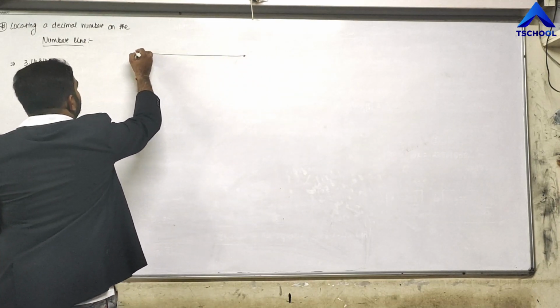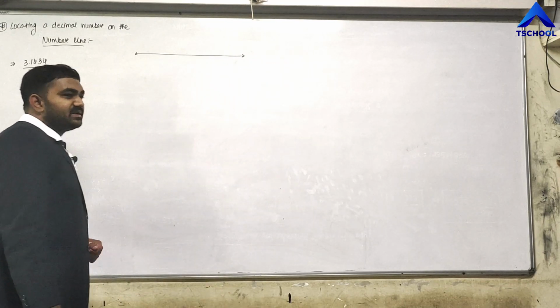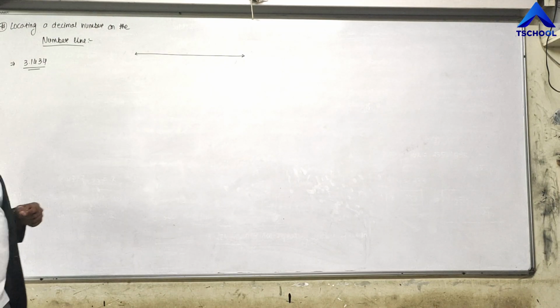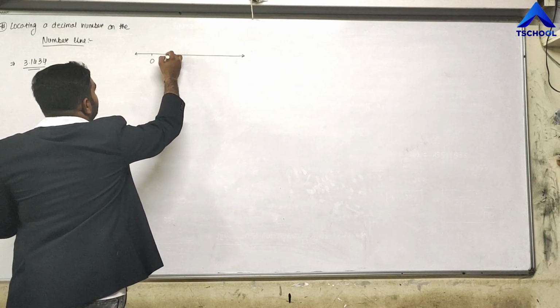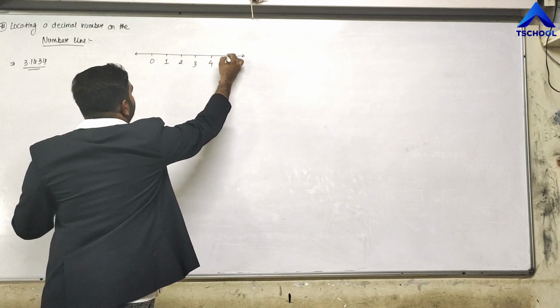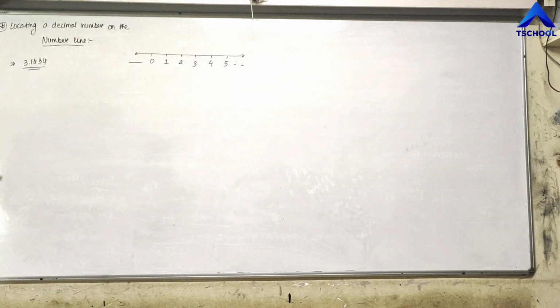how to take the scale. There is no need of taking the scale here, but you need the scale such that you can measure out the centimeters between the two of them. This is my 0, 1, 2, 3, 4 and 5. So this is my number line.